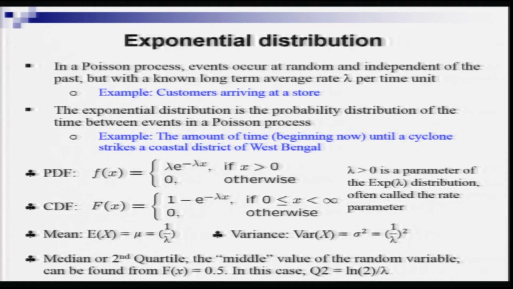Now, if I ask you to calculate the first quartile or the third quartile for any continuous random variable, then the same strategy can be adopted. You first look at the f x or the CDF of the variable, and then you equate that to 0.25 for the first quartile and 0.75 to compute the third quartile value.